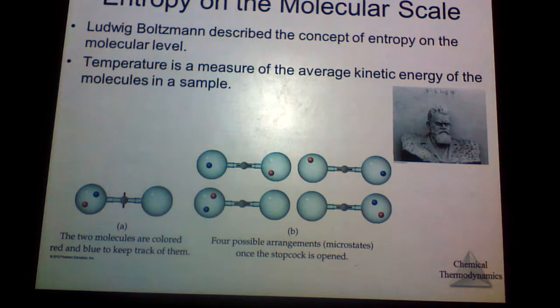So Boltzmann says that there are new arrangements that can happen. So entropy can happen at a molecular level. And Boltzmann says that there's something called a microstate.